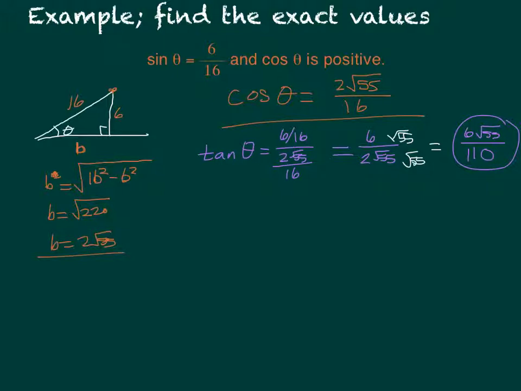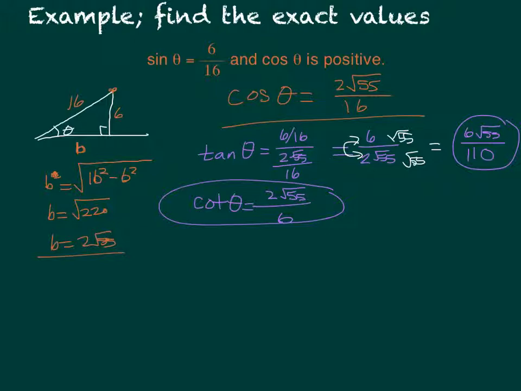And now cotangent of theta is going to be the opposite. You're going to flip these around. So I'm just going to go back here and just flip these two numbers over. And that would be 2 square root of 55 over 6. And that would be your cotangent.